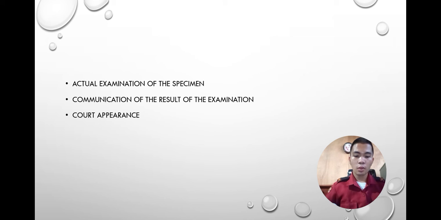Then number 5 is to conduct chemical toxicological examination of human external organs, gastric contents, blood, water, food samples, and other substances. So they need to conduct chemical toxicological examination of human organs, blood, water, food samples, or other substances.